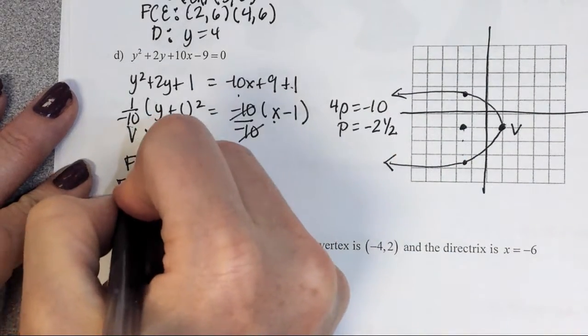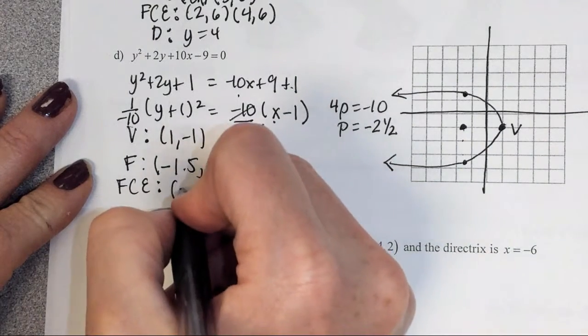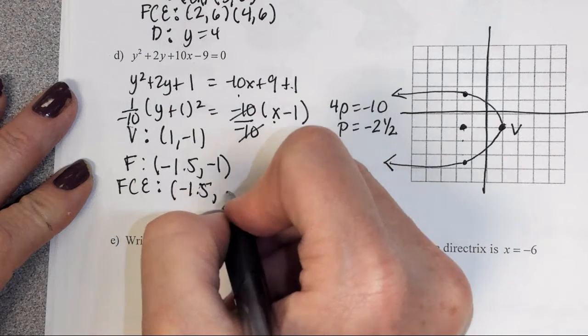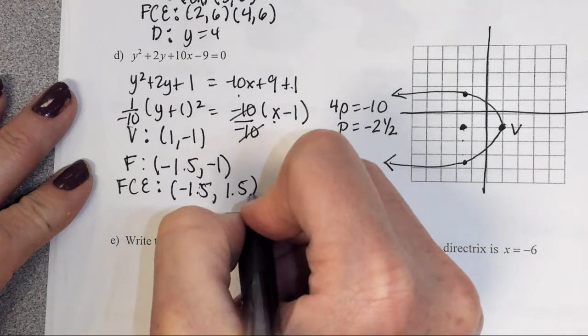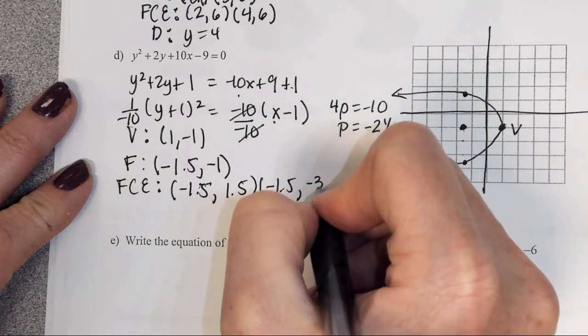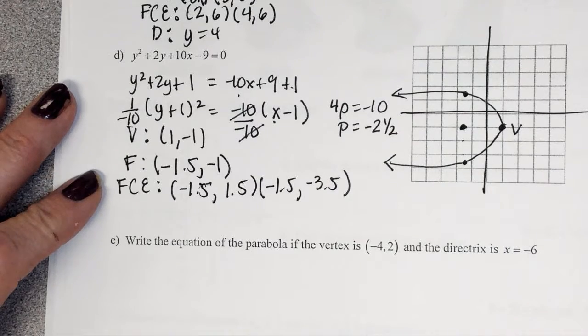So those focal chord endpoints, my x did not change. But I went up 2.5, which put me at 1.5. My x did not change, and I went down 2.5. So there would be my focal chord endpoints.